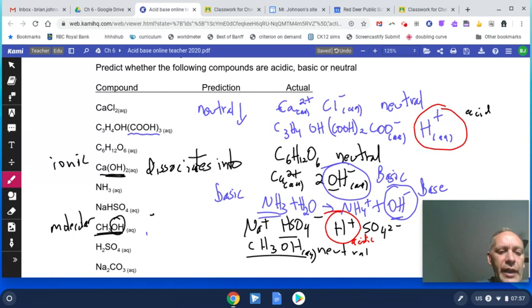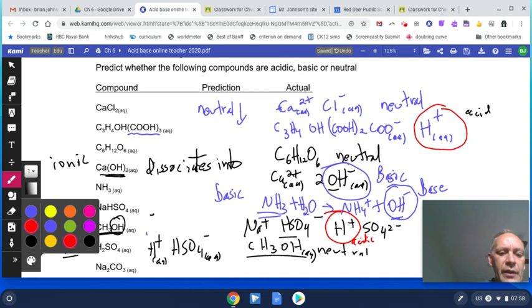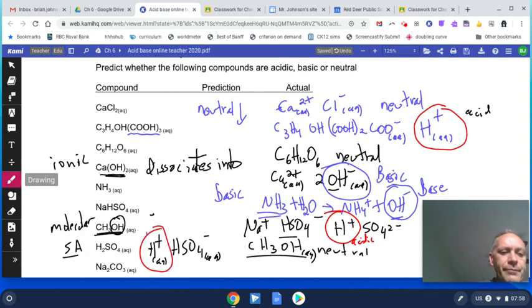Basic. H2SO4, you might recognize that one. Hopefully you predicted it. It is an acid. It breaks apart into H plus and HSO4 minus, and in fact, that is one of the big 6 strong acids. SA, strong acid. So it makes 100% H plus.